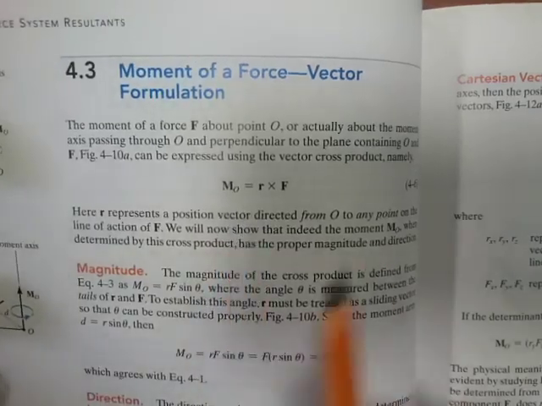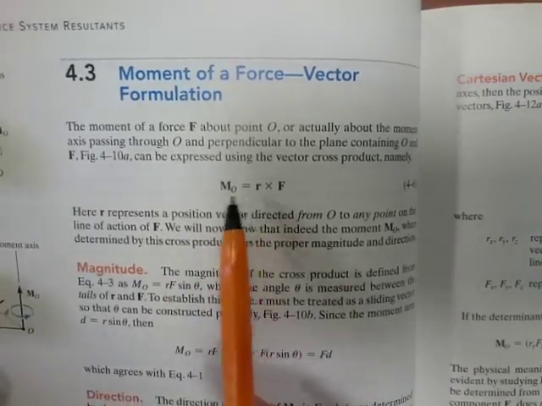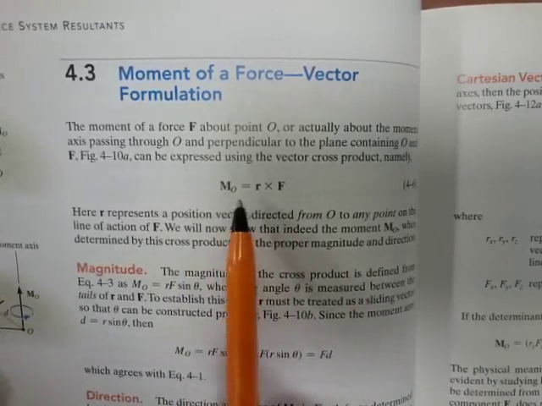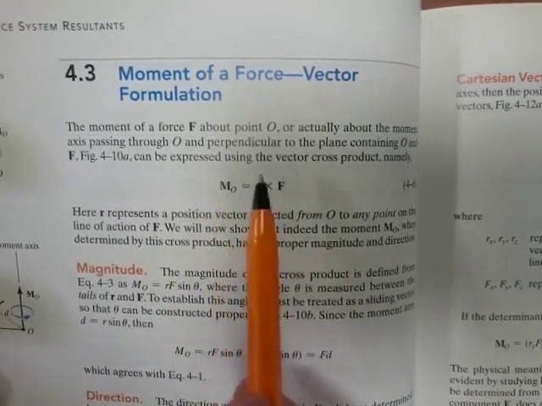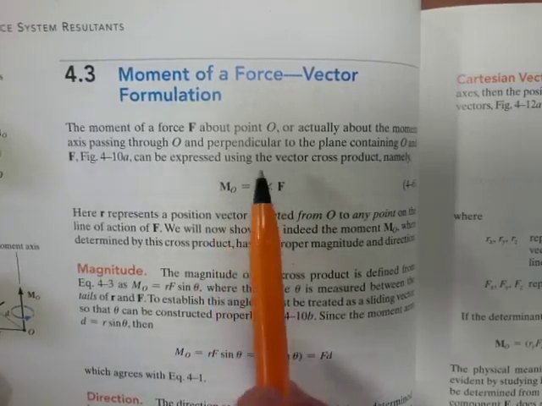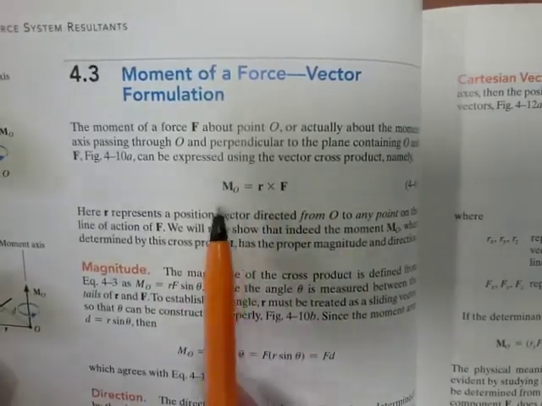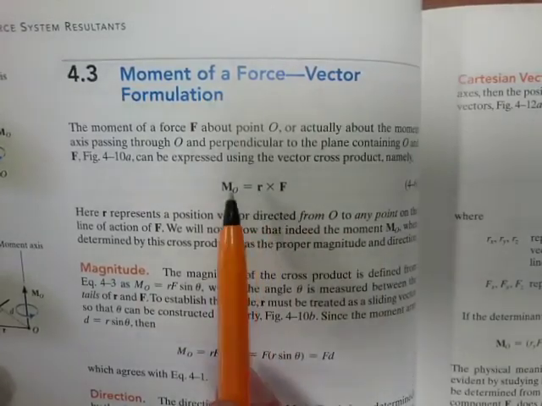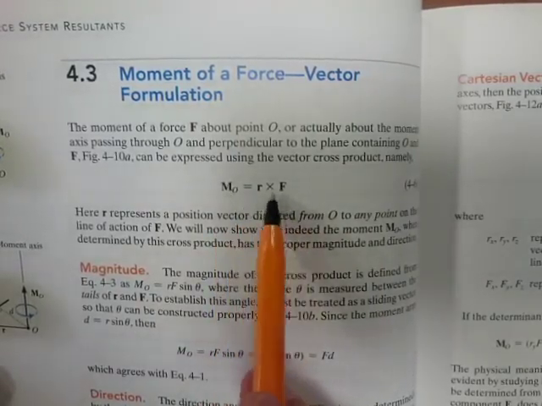So what do we have here? Remember that what we had for the scalar formulation was MO, the moment about O, equal to F times D. And what do you see here? We see R cross F. MO equals R cross F. Okay?